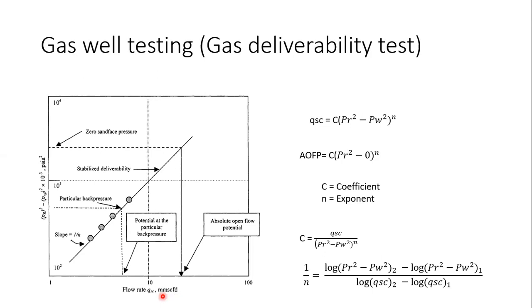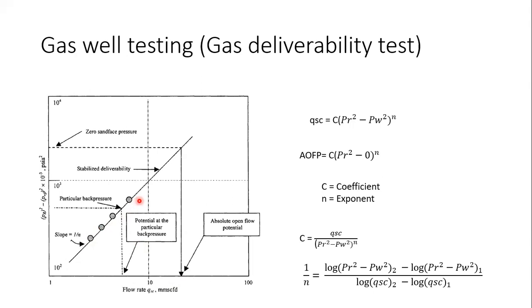M represents 10 power 3. So 10 power 3 into 10 power 3 will be 10 power 6 SCF, standard cubic feet, and D represents day. So it could be a number between 10 and 100, probably 20 or 30. Let us take it as 20. So 20 into 10 power 6 standard cubic feet per day. This is how we can estimate the maximum flow rate of that particular well by taking 4 different random points. This is how we are going to do this test.